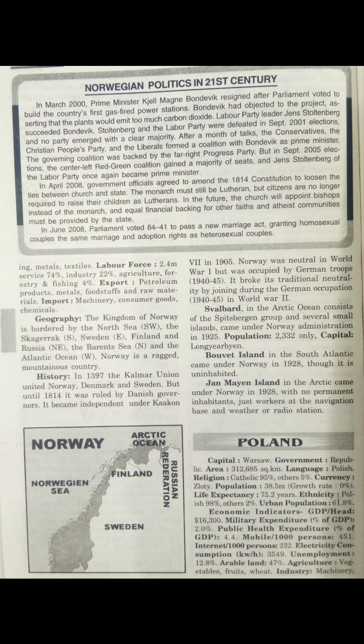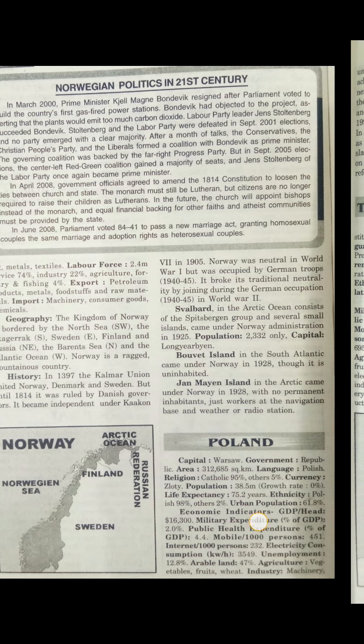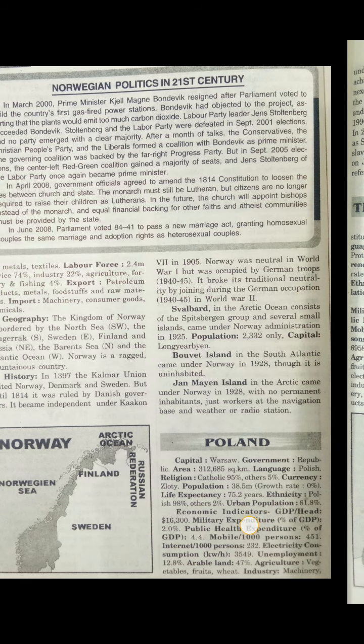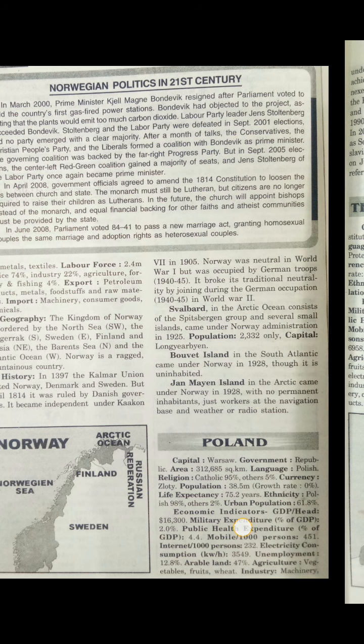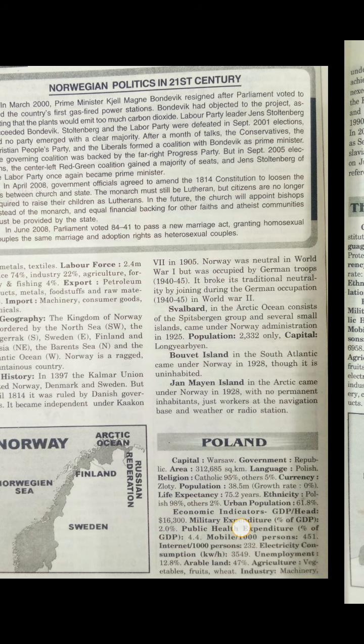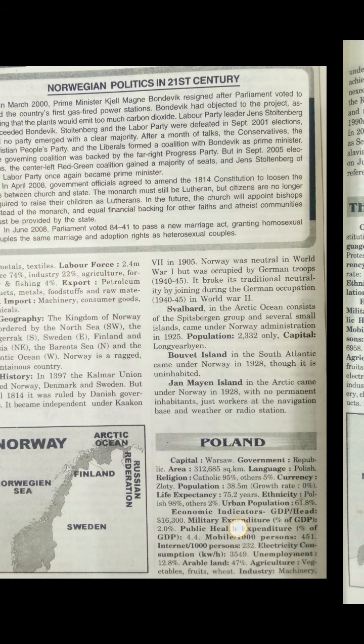Bouvet Island is in the South Atlantic and came under Norway in 1928, though it is uninhabited. Jan Mayen Island is in the Arctic and came under Norway in 1928 with no permanent inhabitants, just workers at the navigation base and weather or radio station.